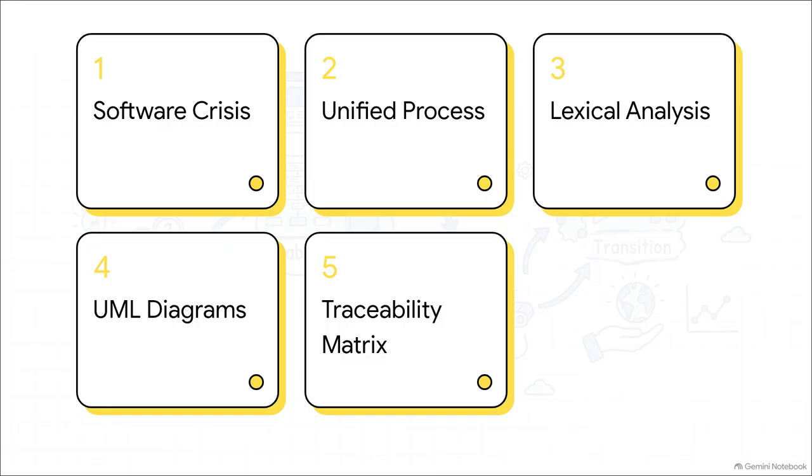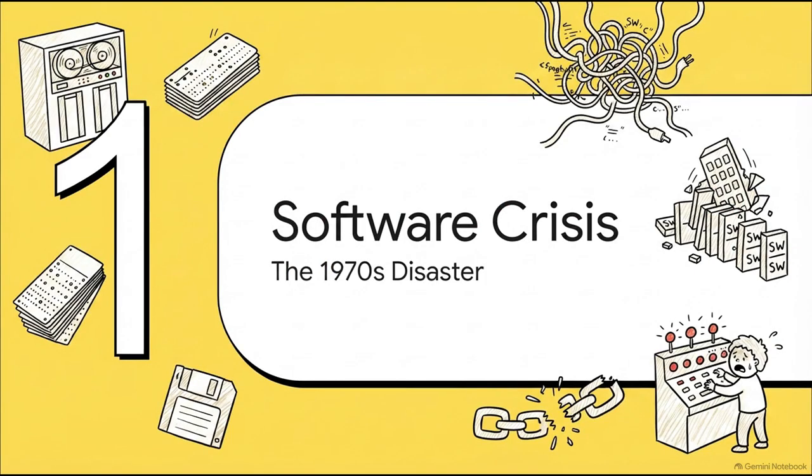Okay, let's dive into this syllabus. We're going to start off by looking at the 1970s software crisis. Then we'll meet the unified process itself, decode business intent with lexical analysis, visualize our architecture using UML diagrams, and finally, we'll prove our execution with the traceability matrix. Part 1. The 1970s Software Crisis.